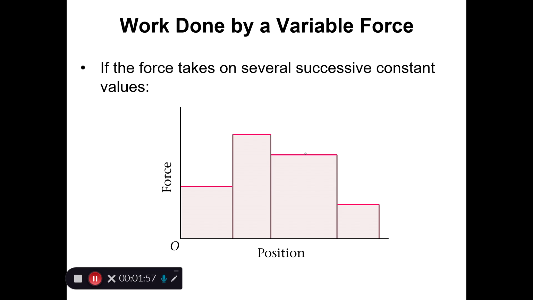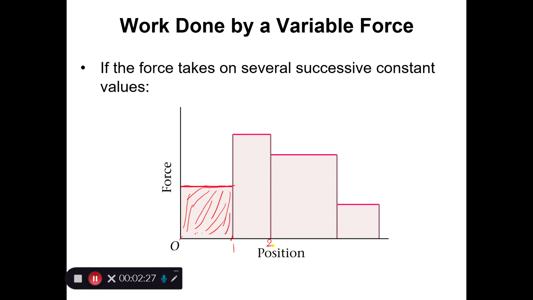Let's consider a force which varies from point to point, and calculate its work done. There are several successive constant values. In the first case the force is this, and its position moves from equilibrium to point 1. You can calculate the work done by taking the area under this force curve, which is the work done by this first action.